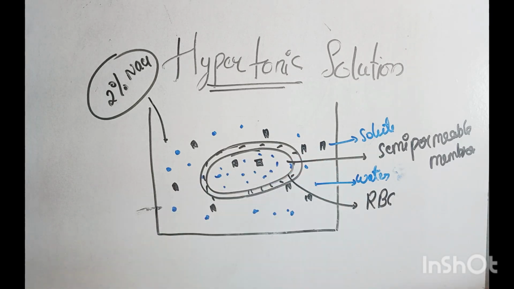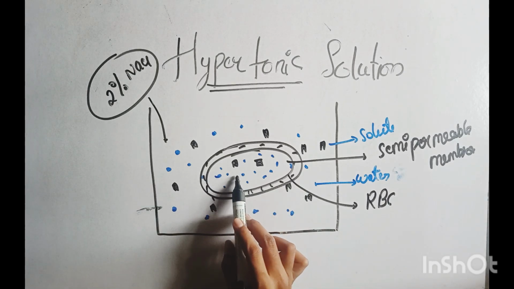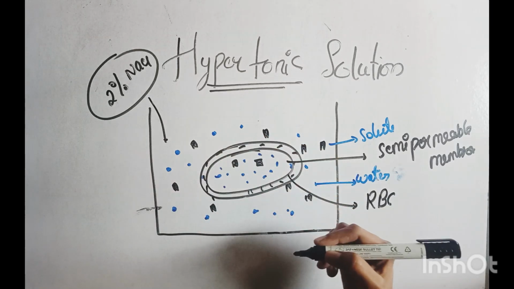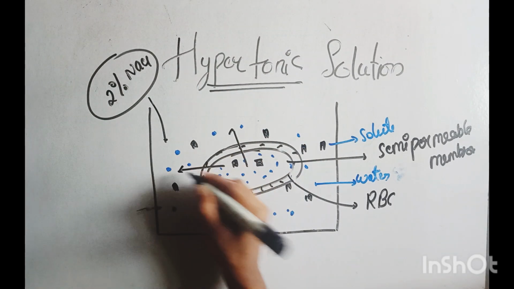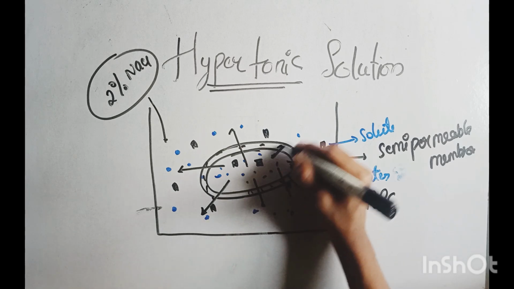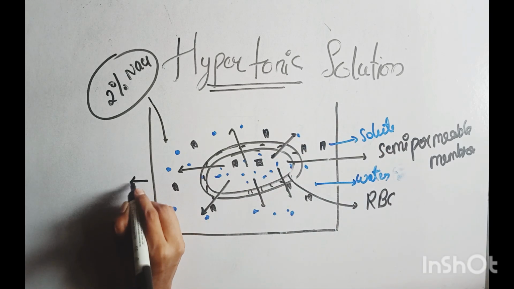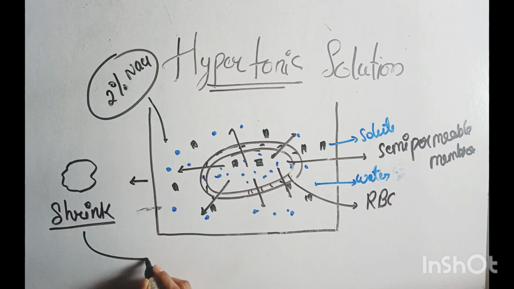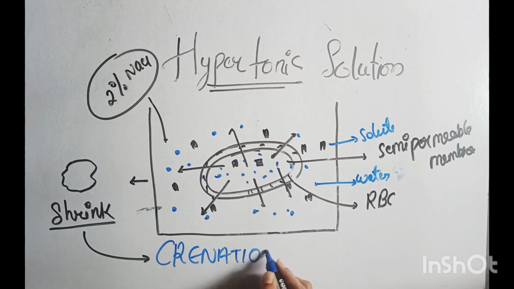So the concentration of solute inside the cytosol is very low, and the water is very high. During osmosis, water moves from high water concentration to low water concentration, or from low solute concentration to high solute concentration. So the water moves from the cytosol to the solution, and this is osmosis. In this condition the cell shrinks, and when the cell shrinks, it dies. This process is called crenation. So this is the hypertonic solution.